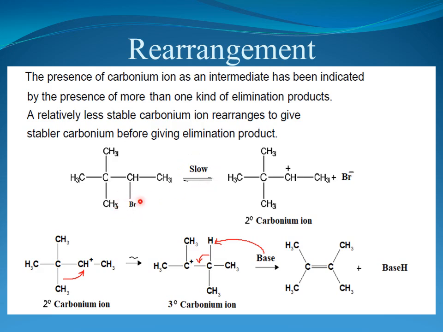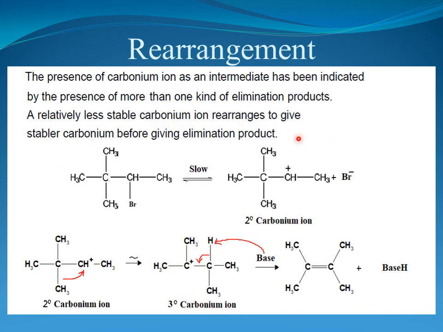This Br will be eliminated, giving you a secondary carbonium ion. Why? Because the positive charge is on the carbon atom, which is directly attached to two carbon atoms. That is why it is a secondary carbonium ion. Now students, if this methyl could shift to this positive charge, then you can obtain a tertiary carbonium ion.